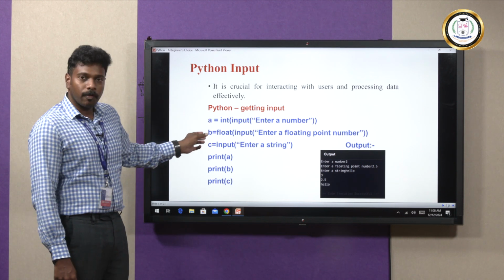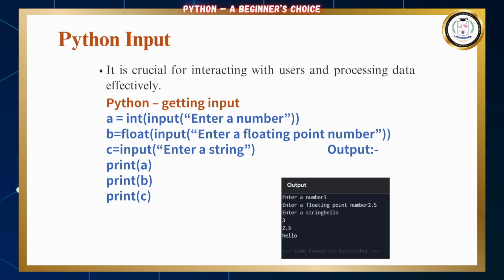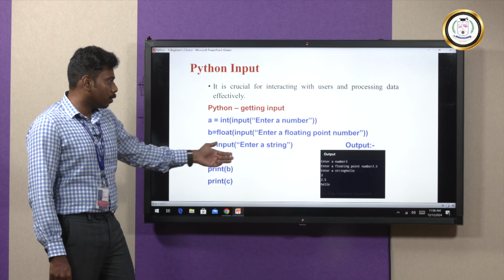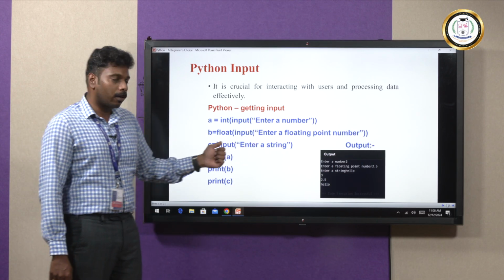And if you are going to get a floating point, you just write the keyword float before the input keyword. And if you are going to get a string, we need not specify what data type it is. We can simply write it as c = input("enter a string"). And I am going to see what input I have given. So you can see the output which I have recorded.